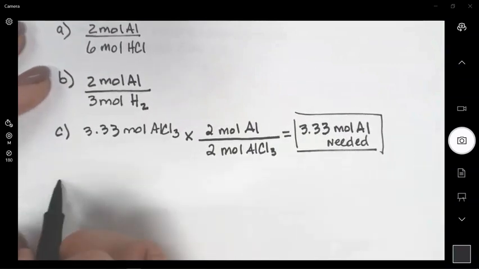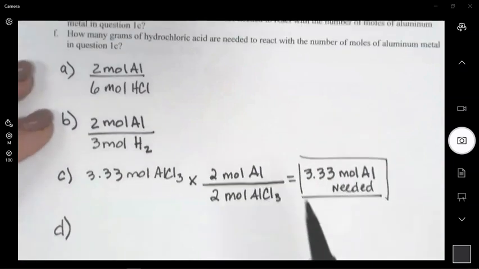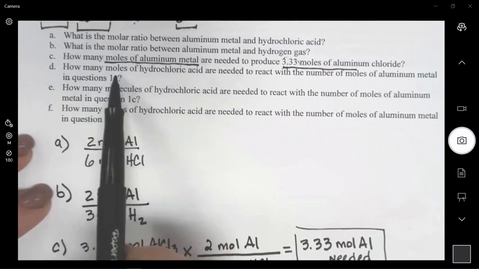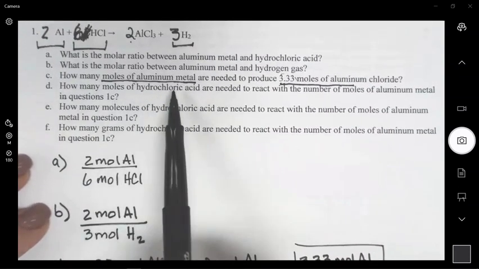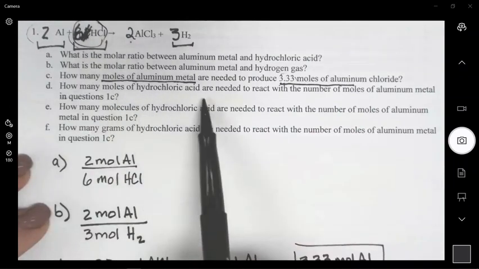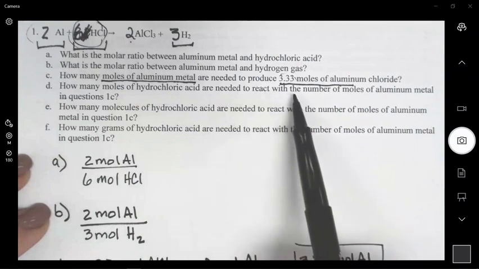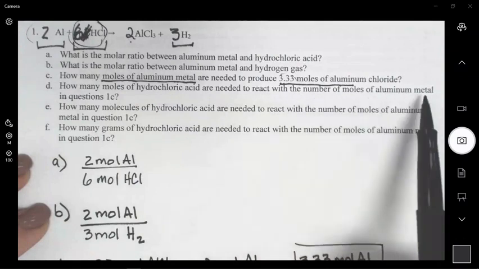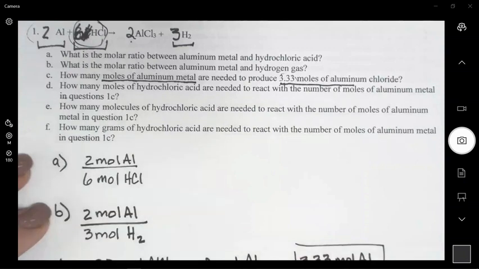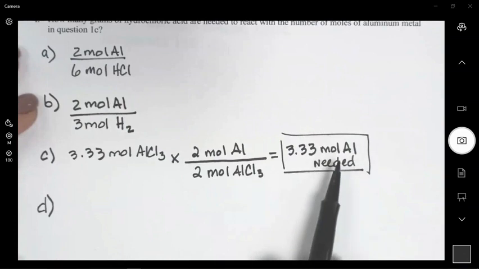Now, D. They're going to give you something and they're going to ask for something. In D, they're asking for moles of hydrochloric acid, and it's saying needed to react with the number of moles of aluminum metal in question 1C. Well, what was our moles of aluminum metal? This is our moles of aluminum metal, right?